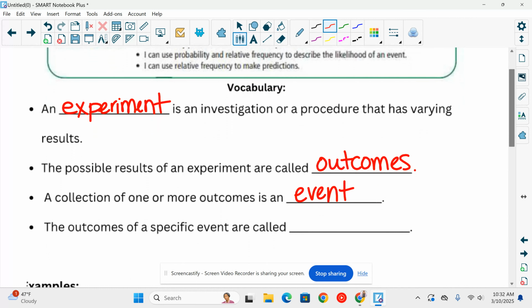And then if we're asking about the outcome of a specific event, like what's the possibility of getting rock and rock, that's called a favorable outcome. Okay, a favorable outcome.